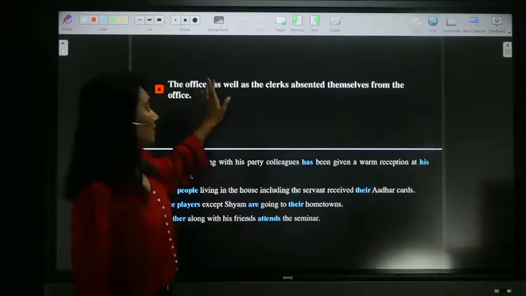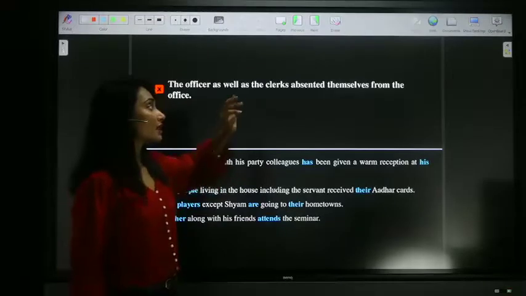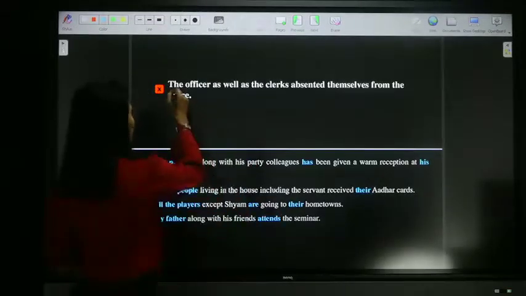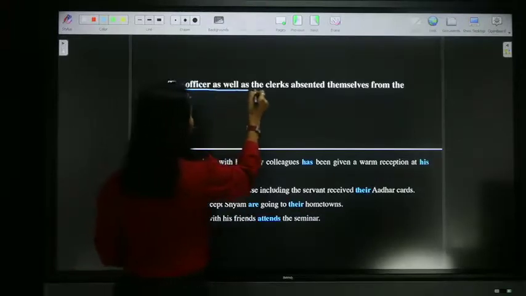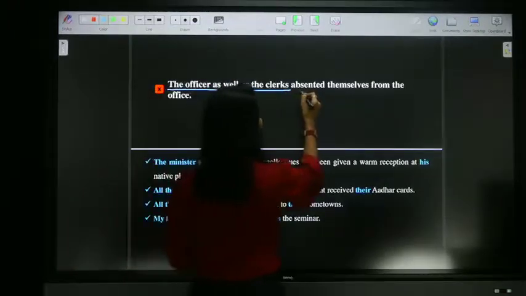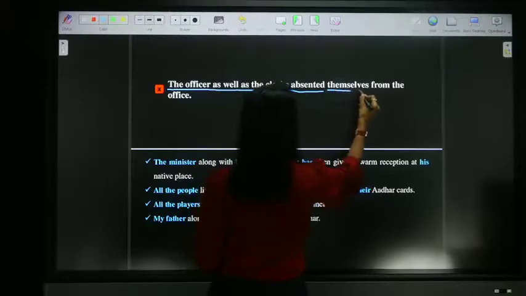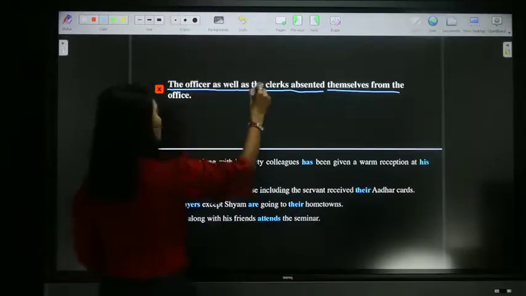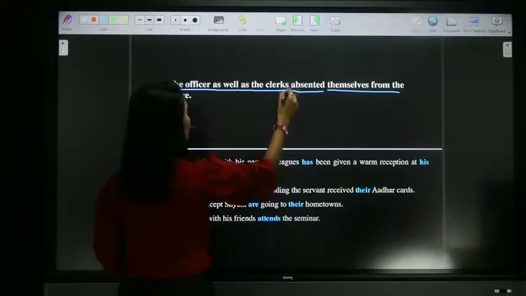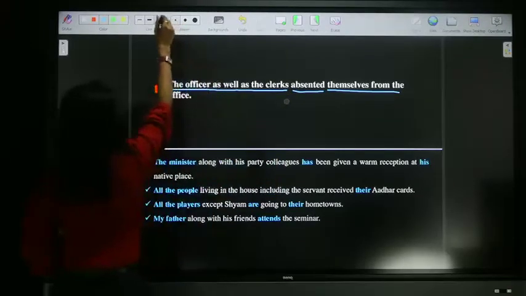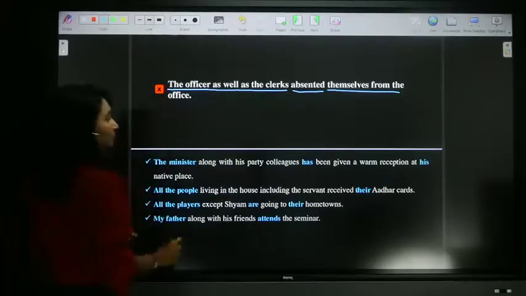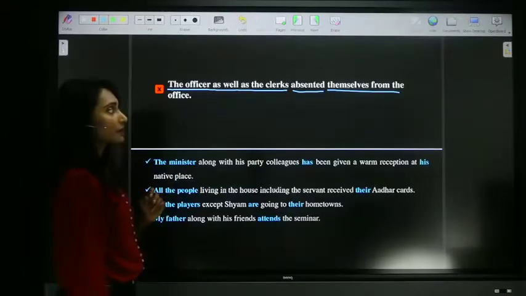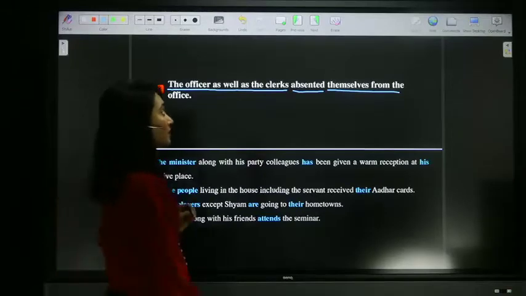The officer as well as the clerks absented themselves from the office. Now, if you look at this sentence, identify the subject. What is the subject here? The officer as well as the clerks. Here, I have to give you some more information.